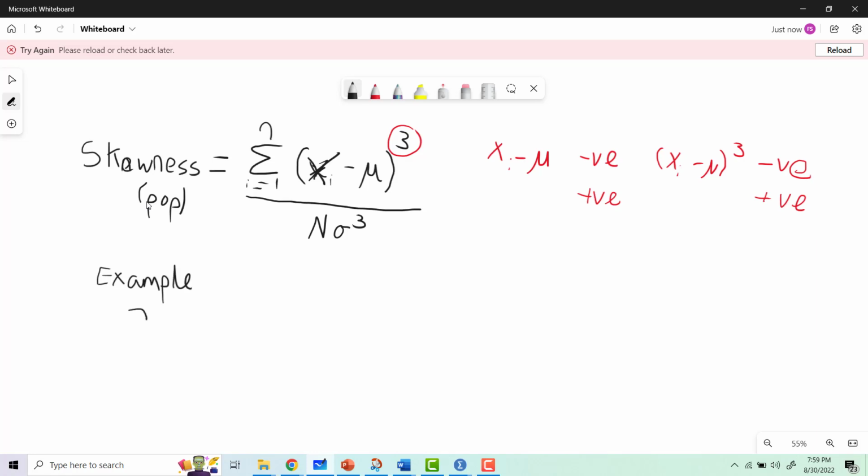We have 4 numbers: 2, 3, 5, and 10. What is the skewness?